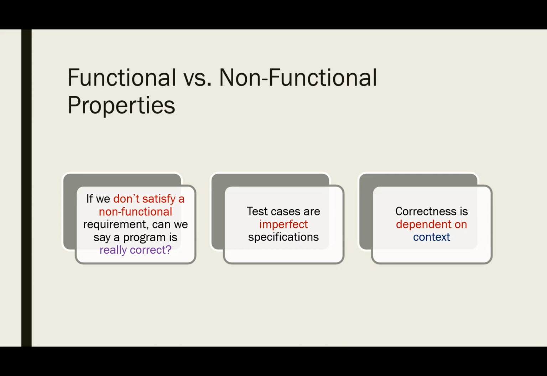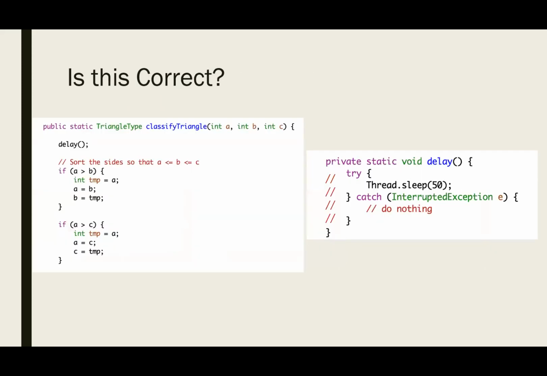I would also say we know test cases are imperfect. They're not the best specifications. And correctness is really going to be dependent on context. So I'm going to come back to this triangle program I had in the beginning and think about this a bit more. So first of all, here, where should we remove this? Should we have the delay in the program? Should we leave this function in there? It really depends on how this system is going to be used, on what the developer wants.